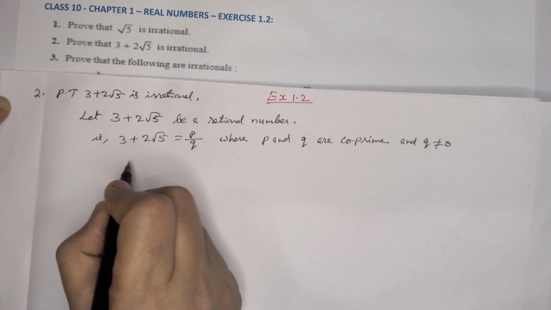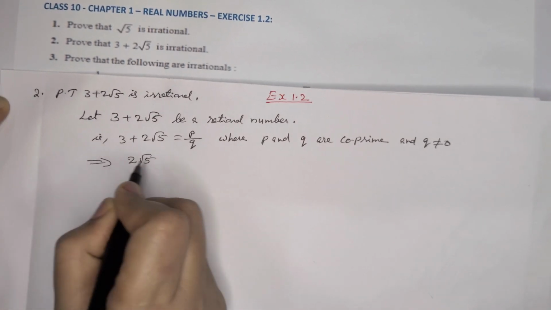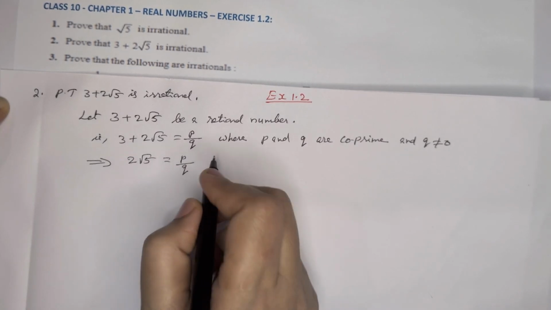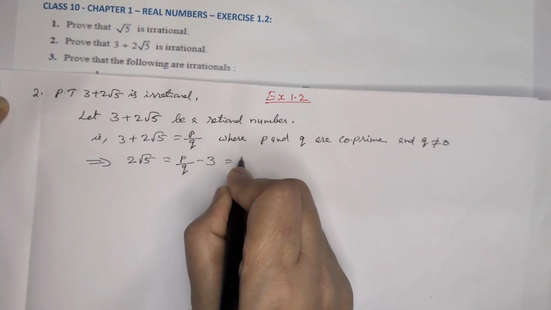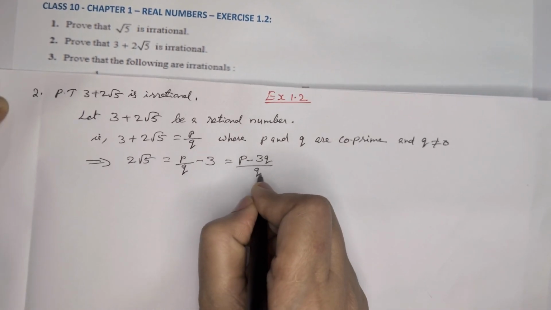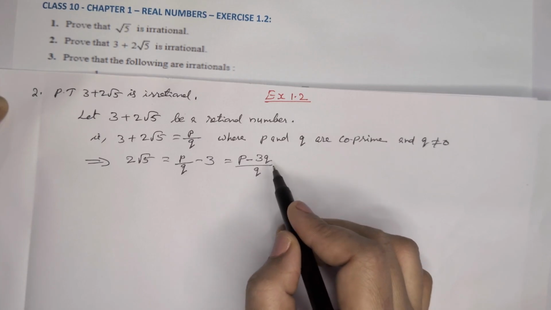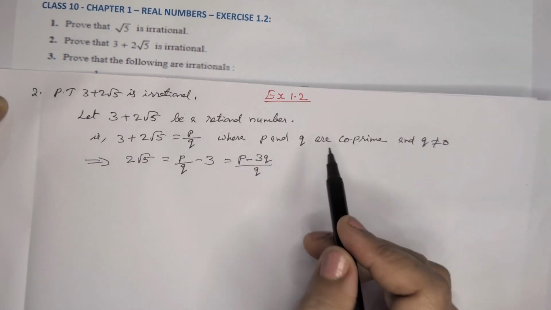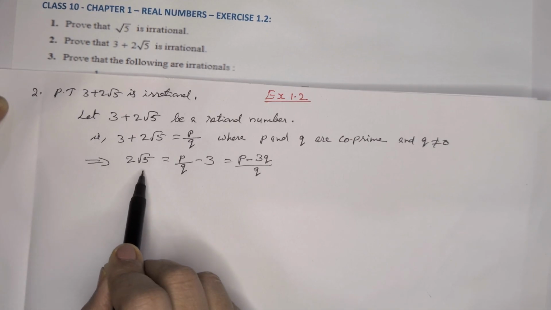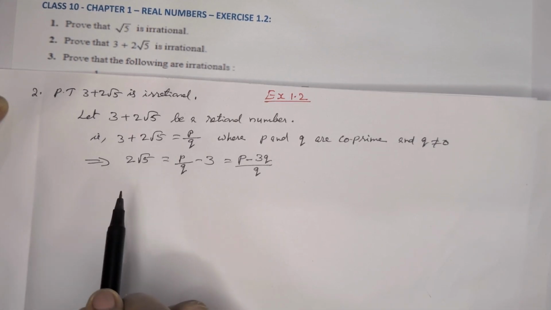So from here, 2 root 5 is equal to p by q minus 3, which is equal to p minus 3q by q. Here we can see p minus 3q by q is a rational number. But on the left side we are getting root 5, and we know that root 5 is not a rational number.